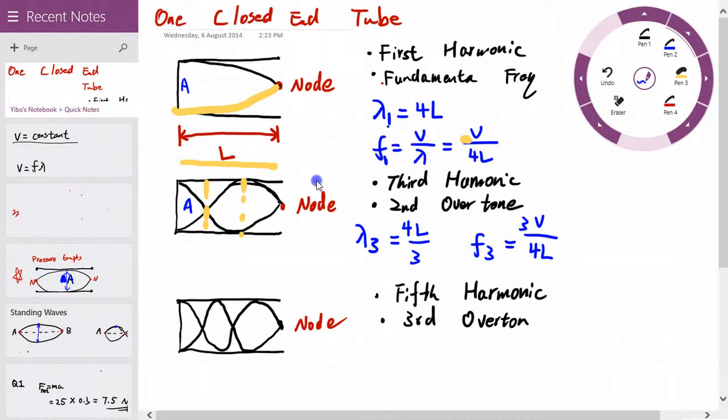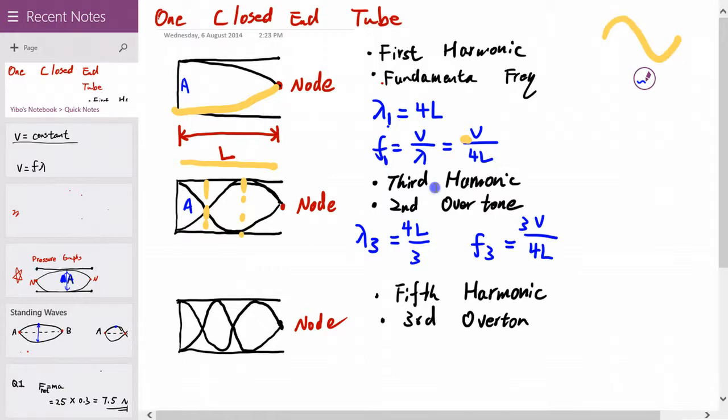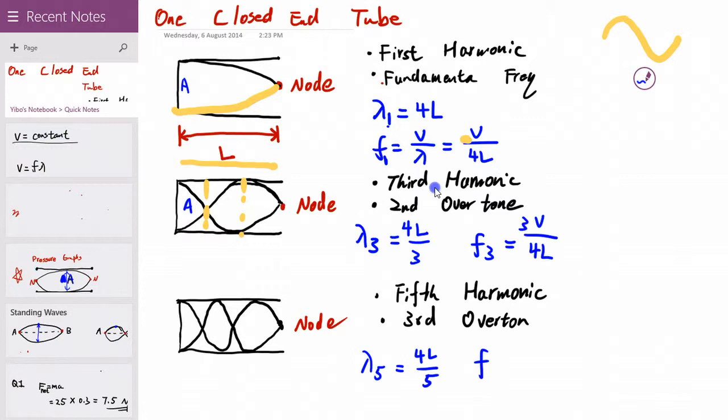A lot of students get confused between the harmonic and the second or third overtone, so make a note on your cheat sheet. With a tube of one closed end, they're different. When we write it down, it's lambda 5, not lambda 3. Lambda 3 is the other one. If you really do the calculations, what you get is 4L divided by 5, and the frequency f5 will be 5v divided by 4L.